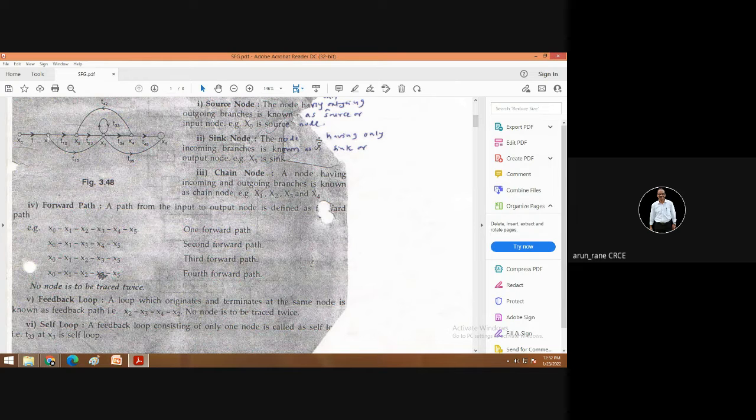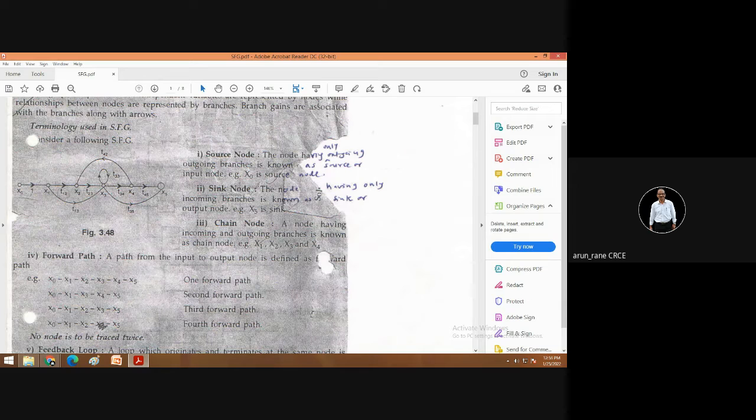x0, x1, x2, and then x5. So what about this? What is this fourth forward path? Can you tell me? x0, x1, x2, and then directly it is x5. So is this correct?